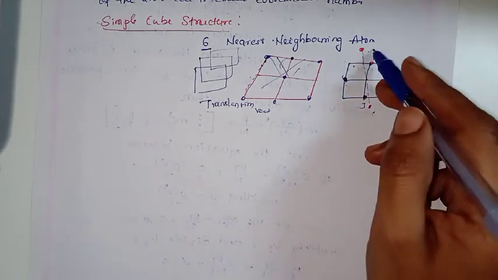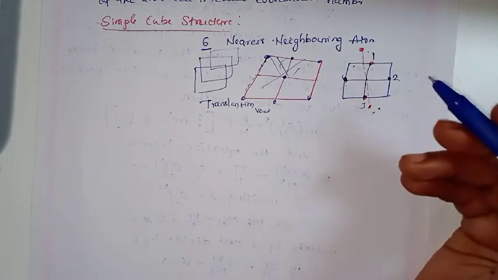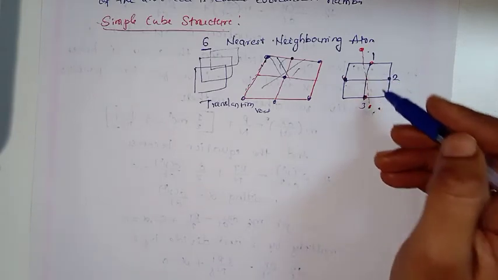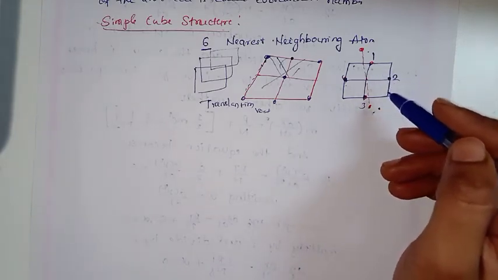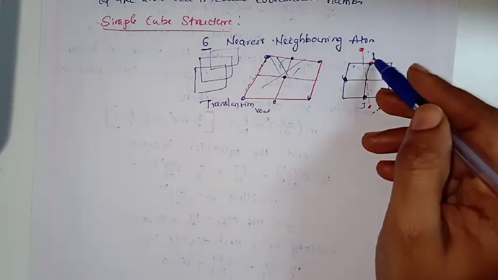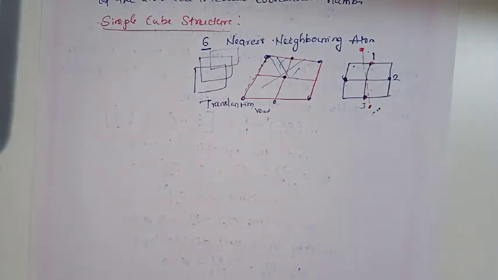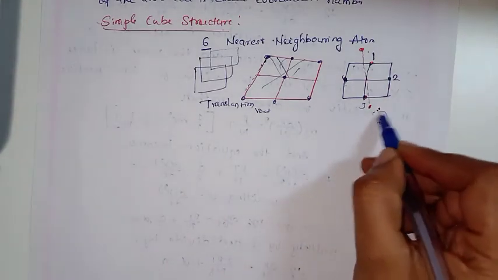In the same plane, another 2 atoms will be in the neighboring plane, which are vertically below. One is below and one is above the atom. So there are 6 atoms.